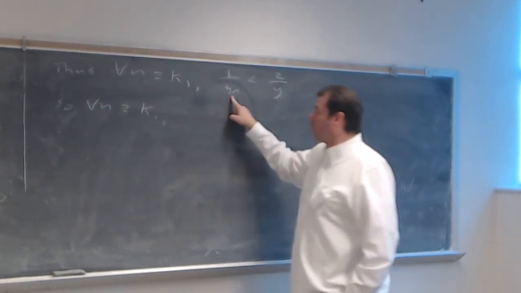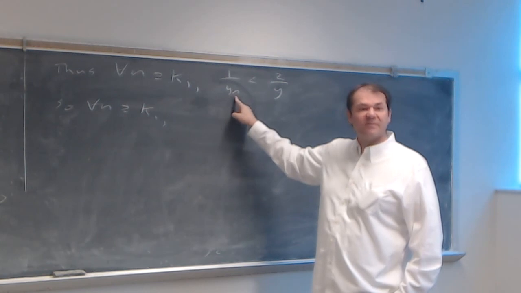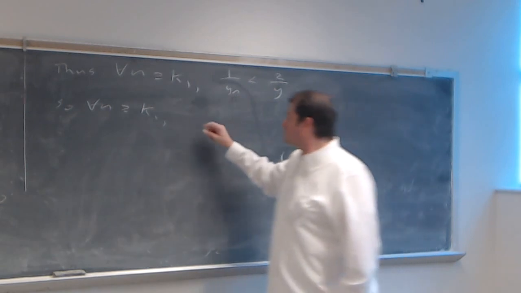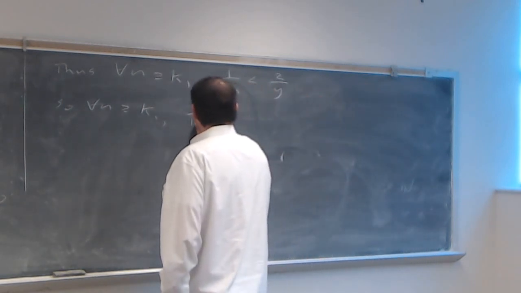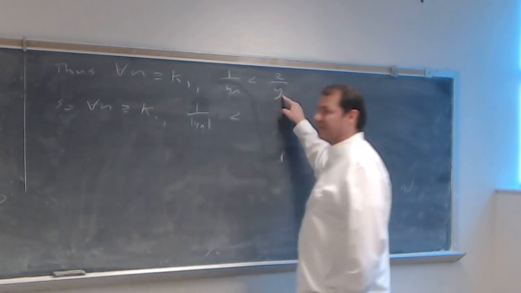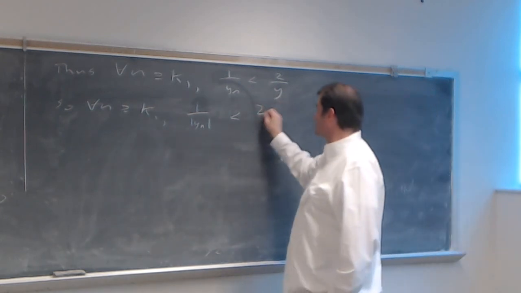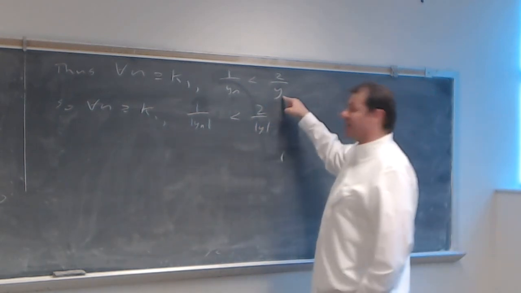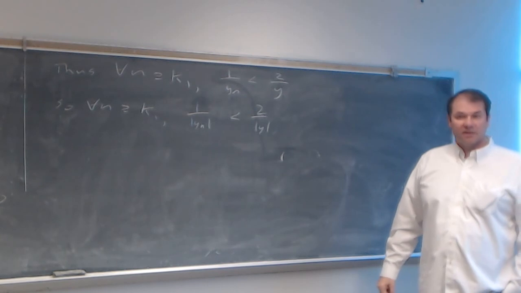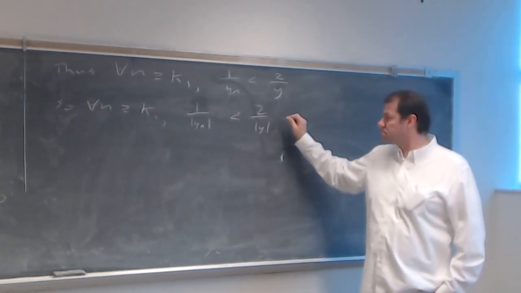y sub n, for all n bigger than or equal to k sub 1, were positive numbers. So y sub n is the same thing as the absolute value of y sub n. Is that okay? So this says that 1 over the absolute value of y sub n is less than, and y in this case was what kind of number? Positive. So this is 2 over the absolute value of y, because the absolute value of y is y. Is that okay? That isn't my T maybe, but that's what I got for right now.